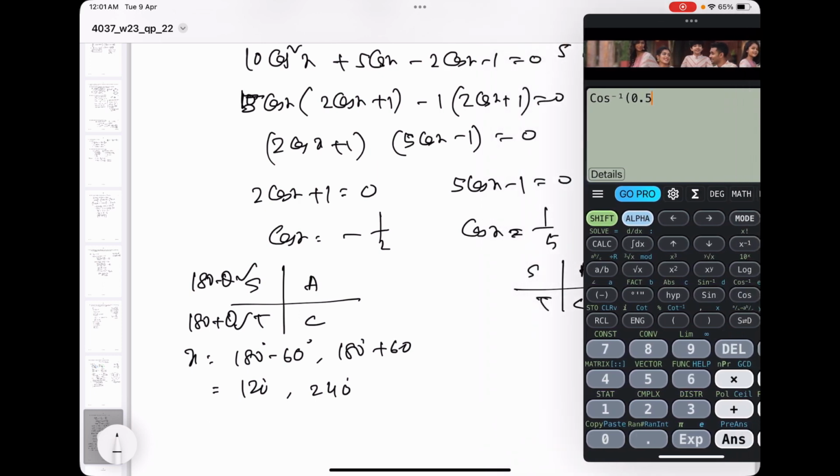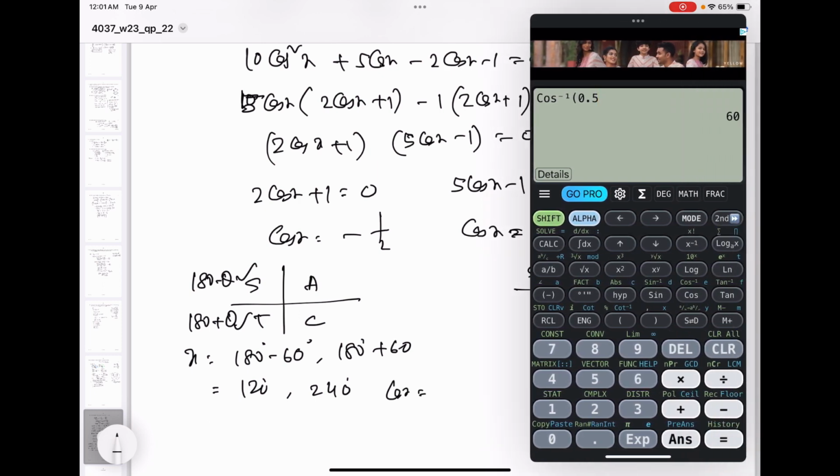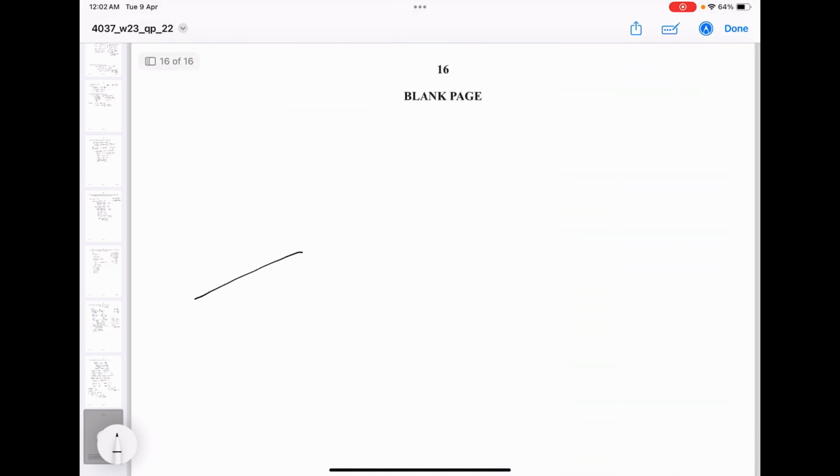And cos x equals 1 by 5. So if I write here 0.2, cos inverse gives 78.5. So x equals 78.5, and the other one is 360 minus 78.5, which is 281.5.